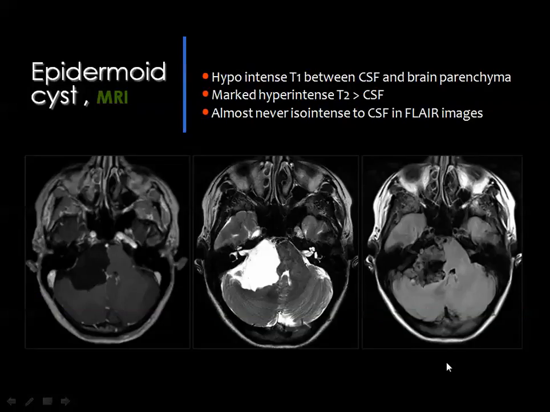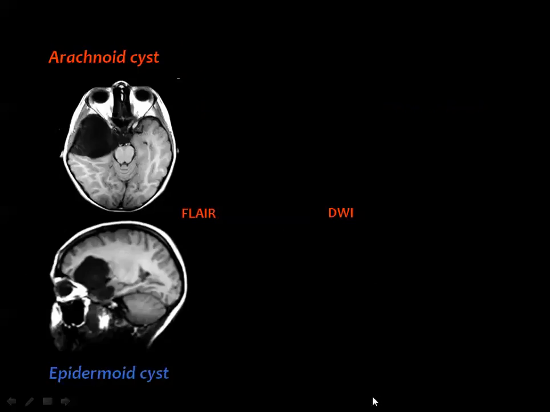In MRI, the epidermoid cyst will show low signal in the T1 and high signal in the T2, but in the FLAIR images, it will show heterogeneous intermediate signal, while arachnoid cyst in the FLAIR will show low signal similar to that of the CSF. And this is the comparison between arachnoid and the epidermoid cyst.